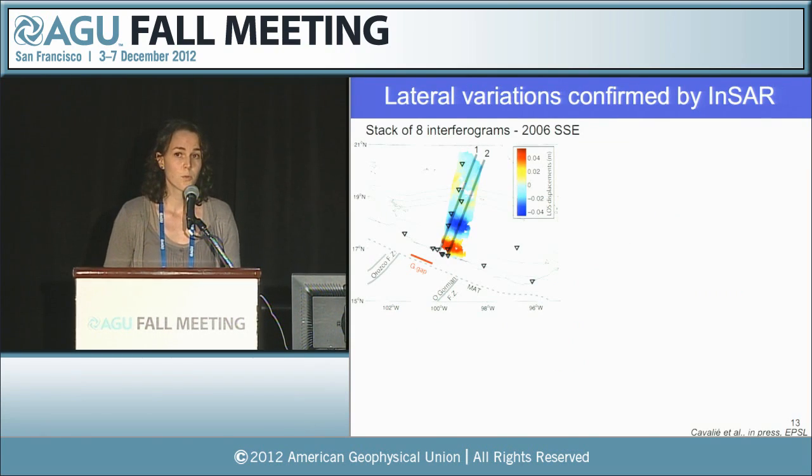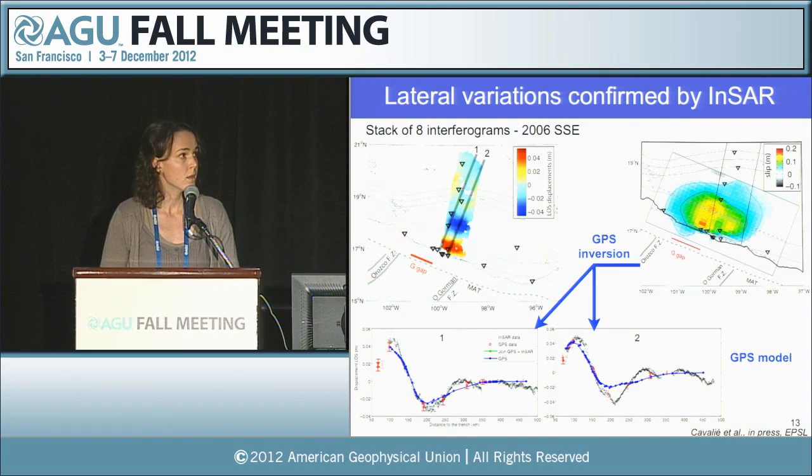So the problem is that the resolution of our model is limited by the configuration of the GPS network, and in particular the fact that the inland stations are located all on the same line. So to improve this resolution, we have access to a stack of 8 interferograms, which cover the period of the 2006 slow slip event.